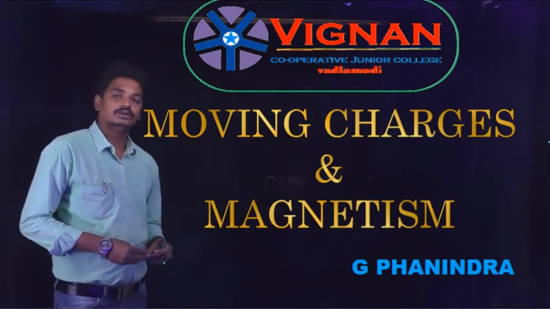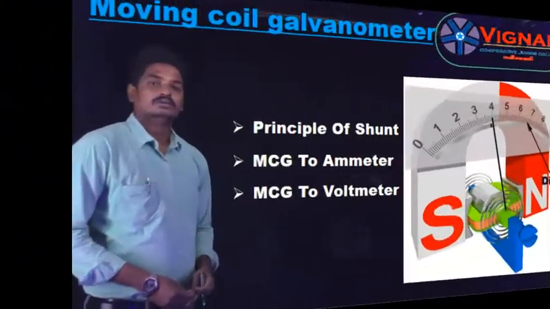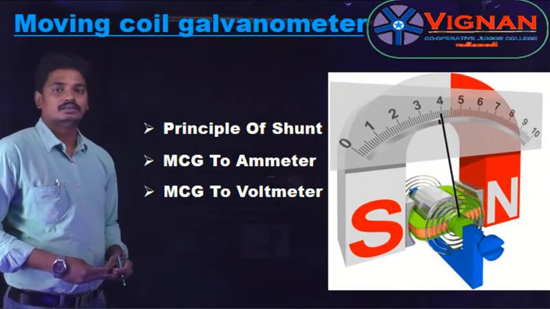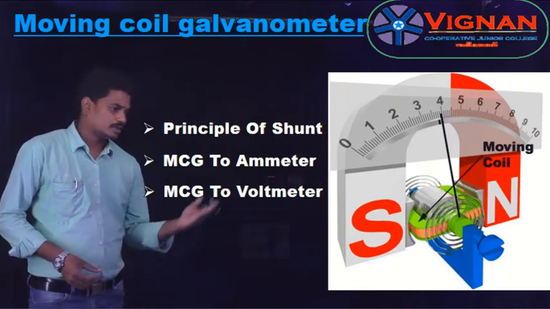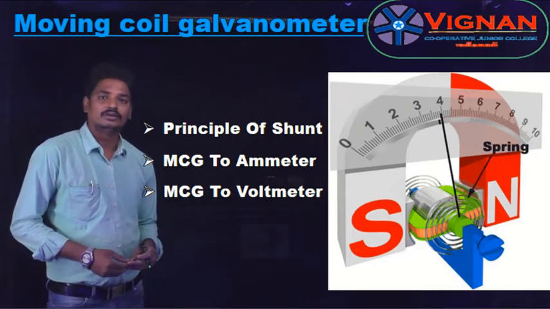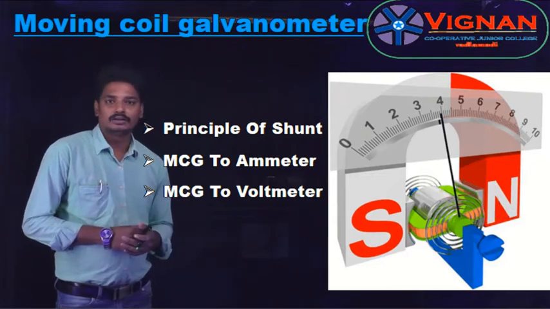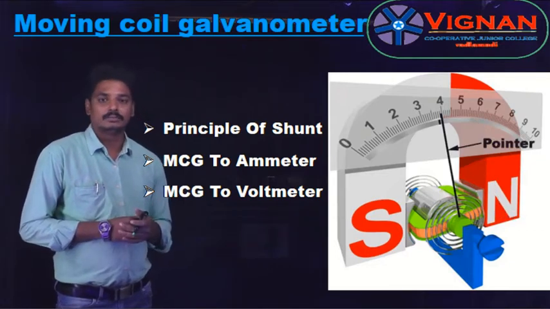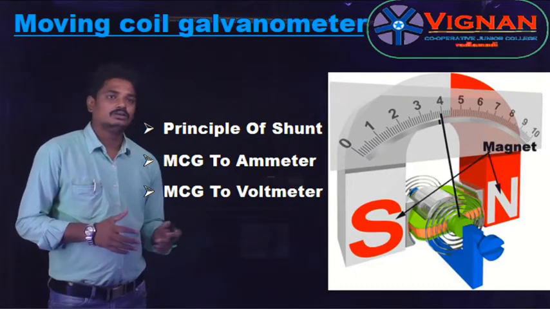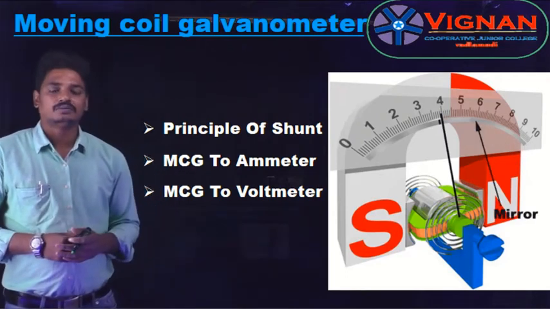So let us continue our topic regarding moving charges and magnetism. In our last video, we discussed moving coil galvanometer. What is meant by moving coil galvanometer? What is the basic principle regarding the moving coil galvanometer? And what is the working of moving coil galvanometer, how current is measured by using it, was discussed in our last video. So in this video the main contents that we will discuss are principle of shunt.